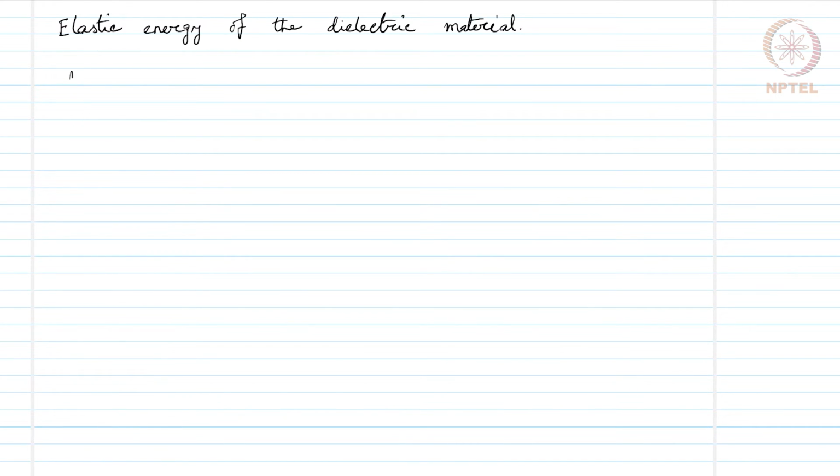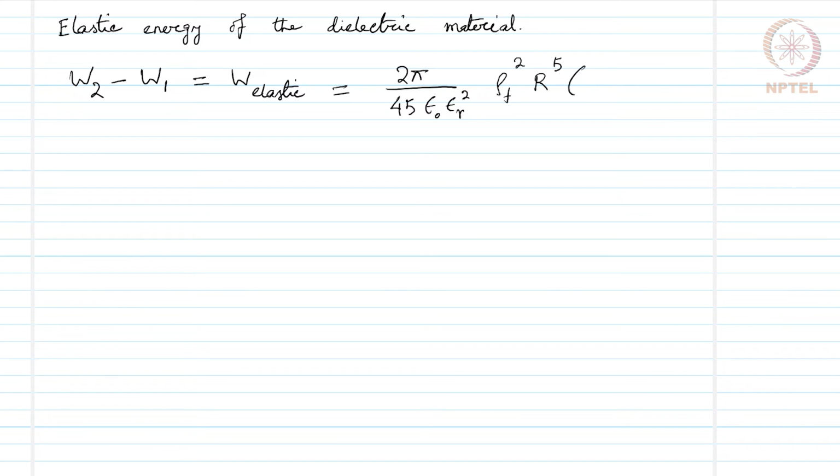So, we can write that W2 minus W1 is the elastic energy, which is 2 pi over 45 epsilon naught epsilon_r squared, rho_f squared R power 5, times (epsilon_r minus 1). So, we have just said this. Can we explicitly calculate the elastic energy stored in the material? Let us try doing that.